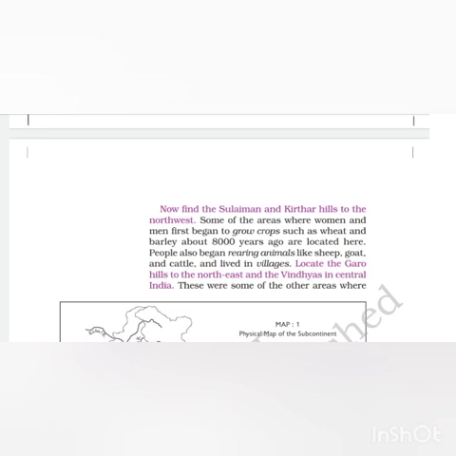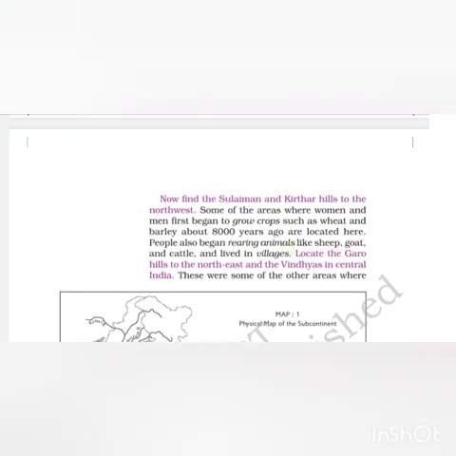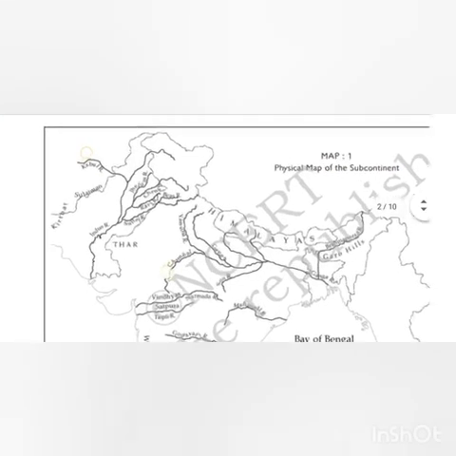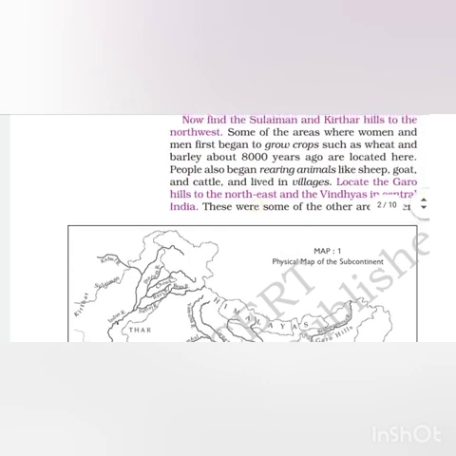And some of the areas where women and men first began to grow crops such as wheat and barley about 8,000 years ago are located in the hills of Suleiman and Kirthar. You can find the Suleiman and Kirthar hills in the northwest of the map of India. Men and women especially started growing barley and wheat on the hills of Suleiman and Kirthar, and it was 8,000 years ago.